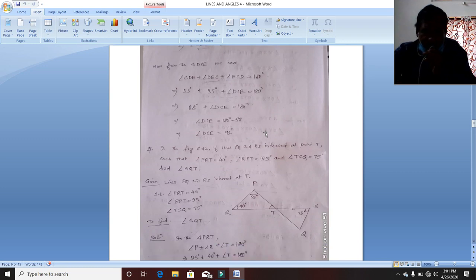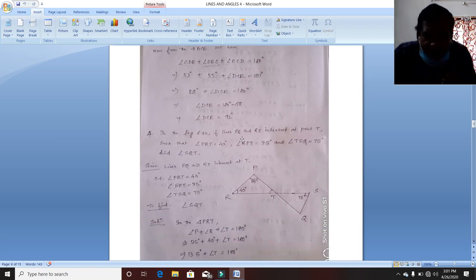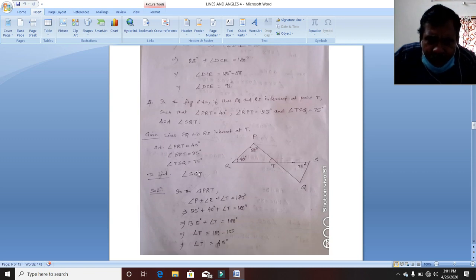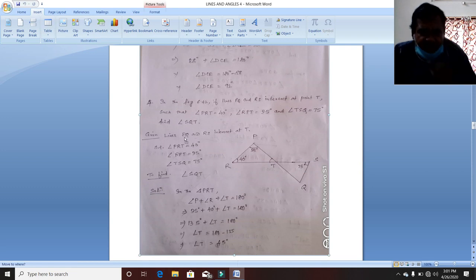Now you see question number 4. In this figure, PQ is parallel to RS. Lines PQ and RS are intersected by a line at T. And angle PRT is 40 degrees, RPT is 95 degrees, and TSQ is 75 degrees. I have to find the value of SQT. This thing I have to find, yes or no?